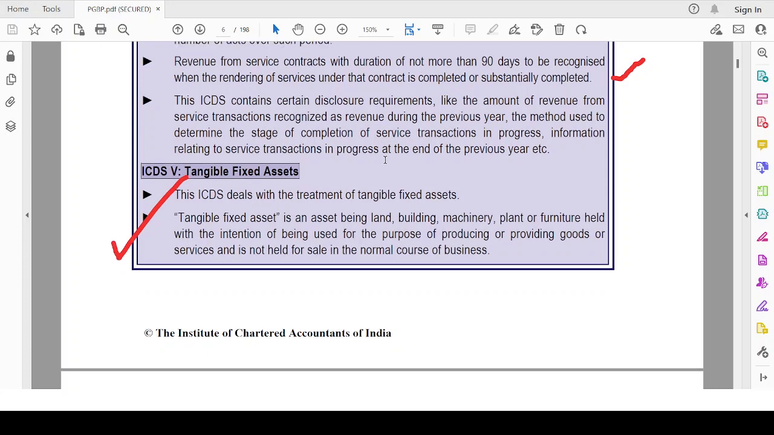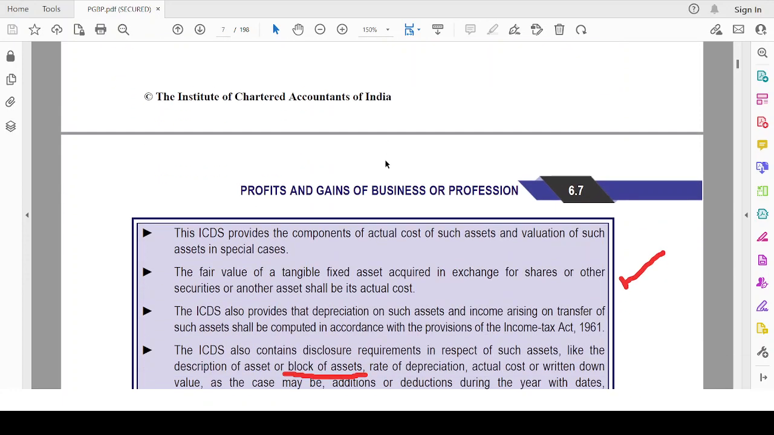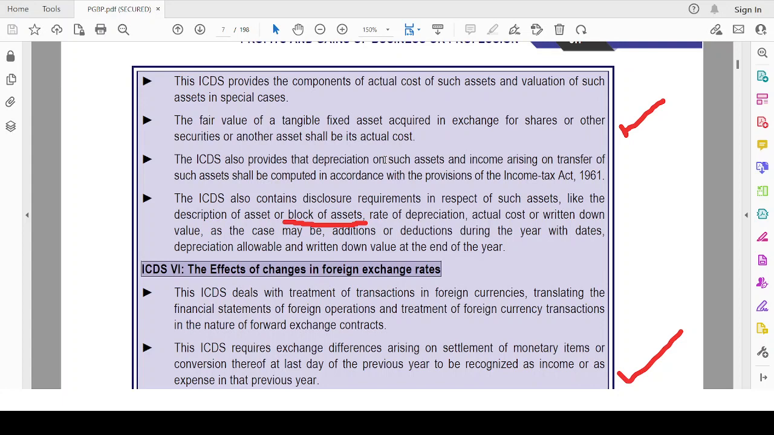Moving on to ICDS 5, tangible fixed asset. It deals with the treatment of tangible fixed assets. What does it mean? Now we have the term property, plant, and equipment, but still in ICDS it is tangible fixed asset, which means land, building, machinery, plant, and furniture held with the intention of being used and not held for sale. Again, the cost will be the cost of acquisition, and if I have acquired it in exchange for another asset, then the fair value will be taken as the actual cost.